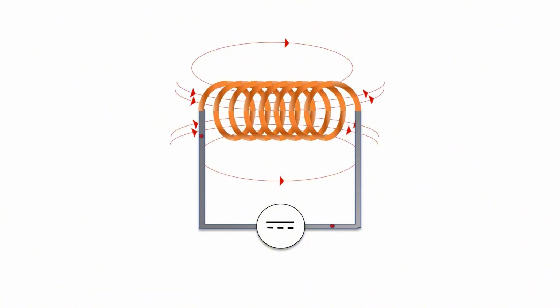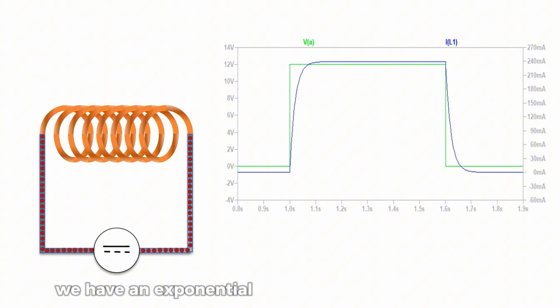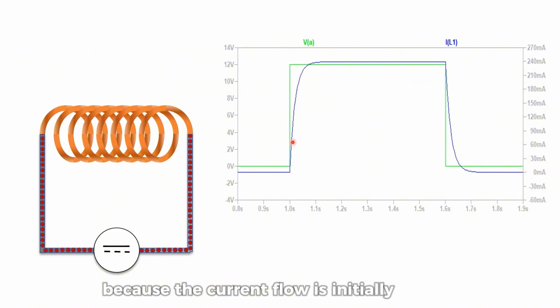Because of this, if a direct current is passed through an inductor, stays on a while, and is turned off, we have an exponential rise and decay of current flow through the inductor, signifying a delay in current rise and its collapse. As we can see, the green line represents the voltage from the source, while the blue line shows the current flowing through the inductor. You can see the gradual rise of the current compared to the instantaneous rise of the voltage, because the current flow is initially slowed until the magnetic field is built.